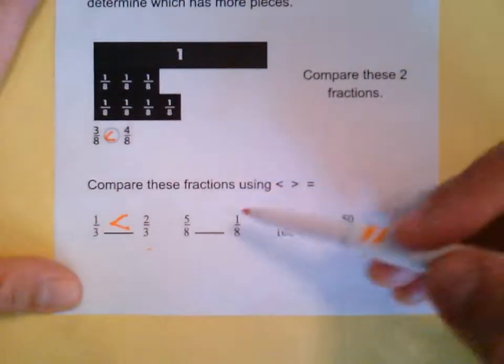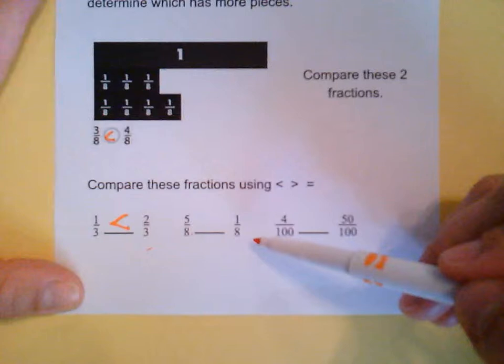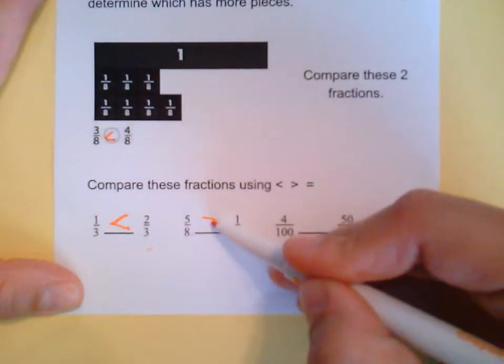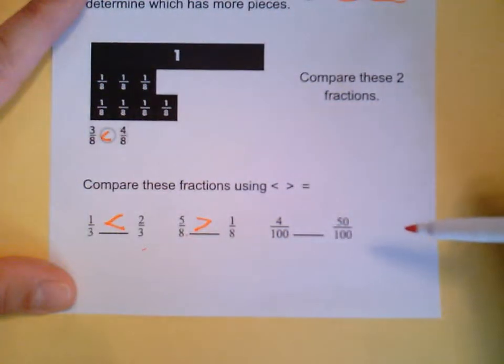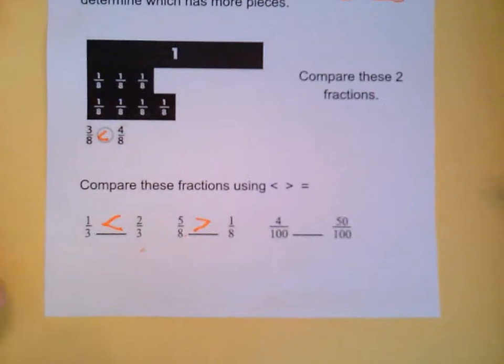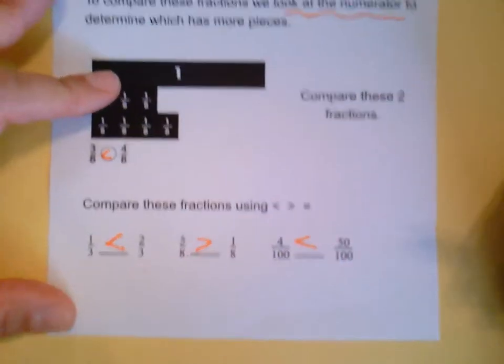All right, let's take a look at this. I look at my denominator and I know that they are the same exact size pieces. So what's going to be more, 5 pieces or 1 piece? And here we know that 5 pieces will be greater. And last but not least, take a look at this one. Look at your denominator. Notice that they are both the same size denominator, so all the pieces are the exact same size. What is going to be more, 4 or 50? And take a moment to go ahead and fill that in. So looking at that, we know that 50 will be more than 4.